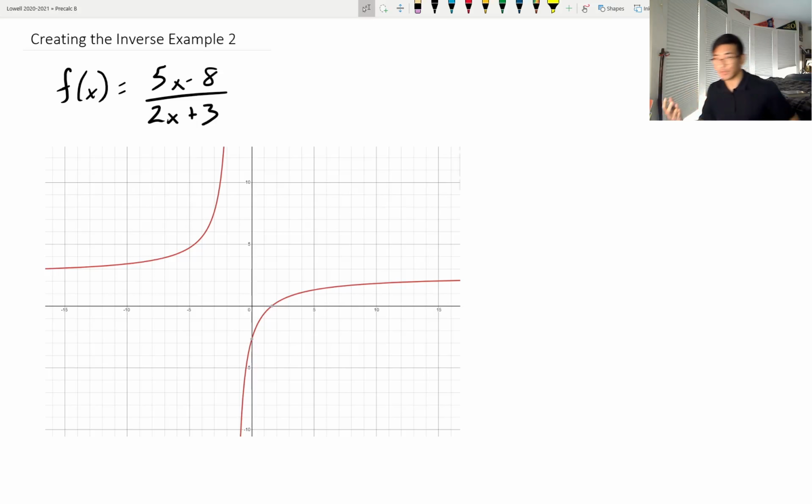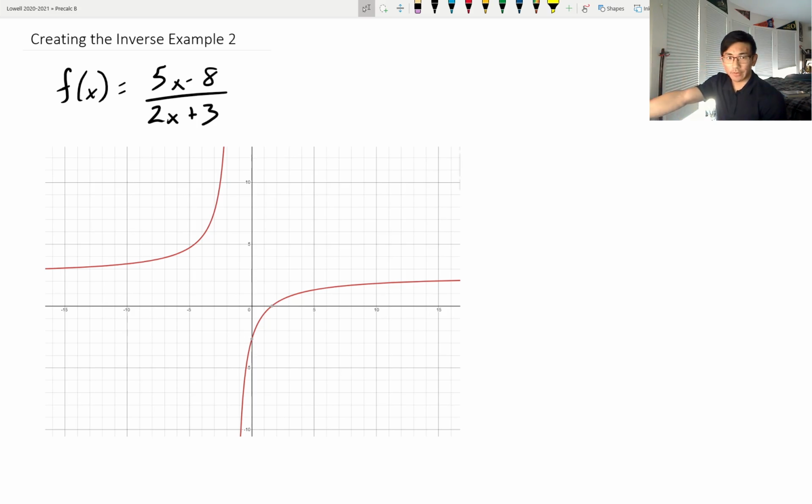Hello folks, in this video I want to work one more example of creating an inverse for some function, and particularly of interest in this case is the domain and range of the inverse of this function. This function, in case you're not familiar, is a rational function. It just means that the top and the bottom are polynomials. You may or may not have seen a lot of these in Algebra 2.